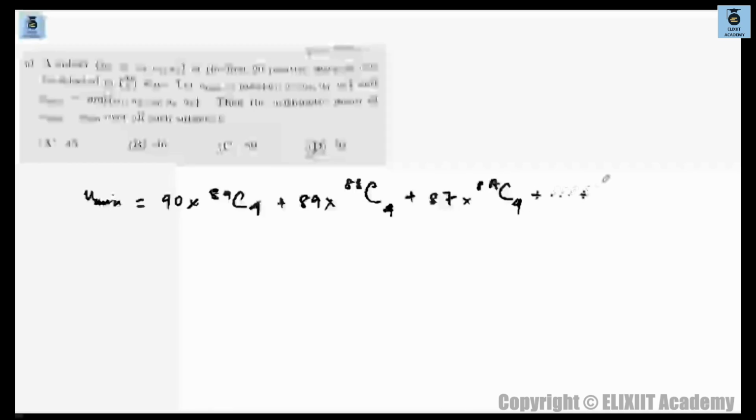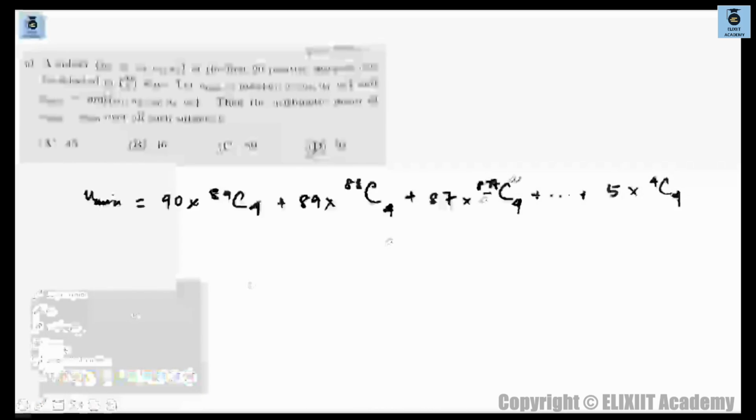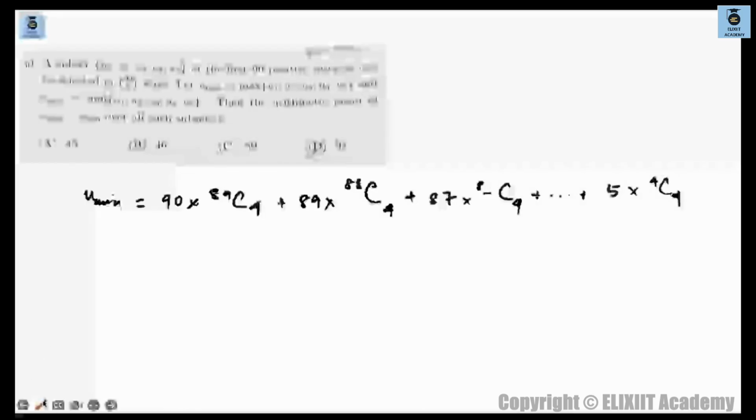This continues. This will go up till 5 times. The last term is what? You focus on the pattern over here. This is 89, 88, 87. So the last term is 4C4 only, where the prefix and suffix will be equal. And over here, if we are having 87, this will be 88.